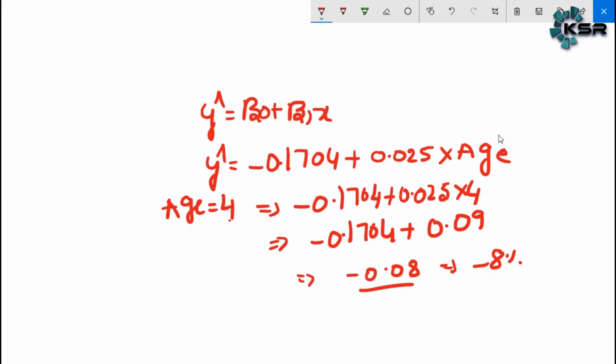The reason is that the probability value should be within the range from 0 to 1. Here we got negative values. So in this case, does it make sense? No. Now you may have one question: how do you think a 4-year-old kid will buy the product? He doesn't know anything, he doesn't even know how to speak. Okay, let's do it with a 70-year-old guy. Let's do it with an 80-year-old guy.